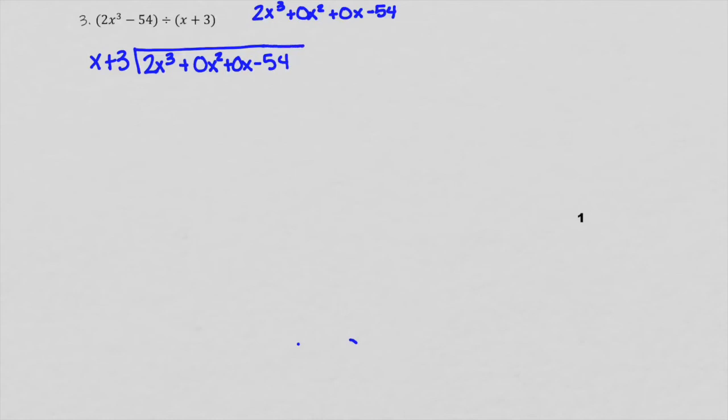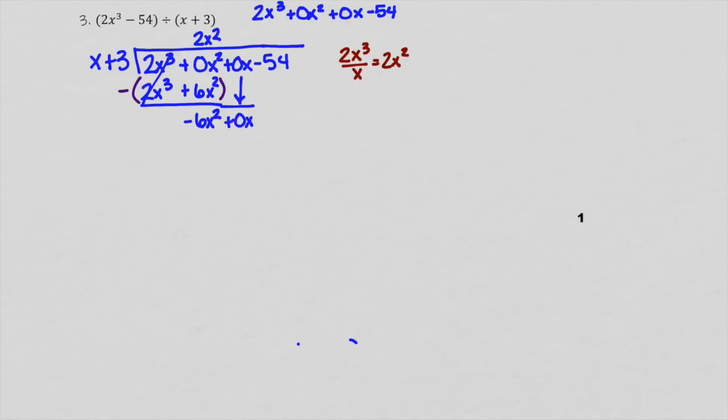All right, figure out my first term by taking 2x cubed and dividing it by x. And I get 2x squared. So that's my first term. I'm going to put it above the x squareds. Now I take 2x squared times x plus 3, and I get 2x cubed plus 6x squared. Subtract that. So 2x cubed minus 2x cubed goes away, and I have 0x squared minus 6x squared, which is negative 6x squared. Bring down that 0x. Find our next term by taking negative 6x squared, dividing it by x, and I get negative 6x.